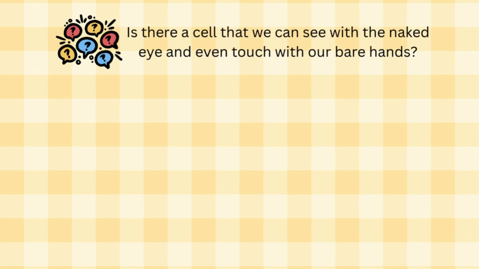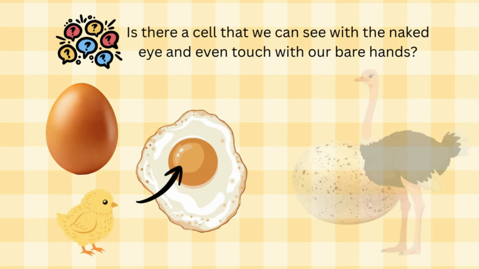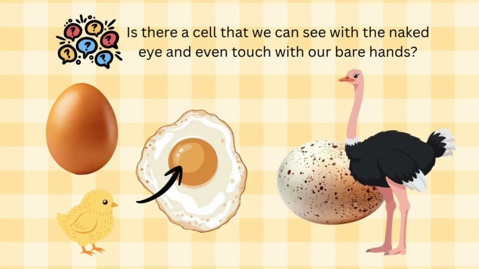Now let's come back to the question I asked earlier in the video. Is there a cell that we can see with the naked eye and even touch with our bare hands? The answer is an egg. Yes, a hen's egg is actually a single cell. Even though it looks large, the yolk of the egg is one cell that can develop into a chick. And here's another interesting fact. The largest single cell found on Earth is the ostrich egg.